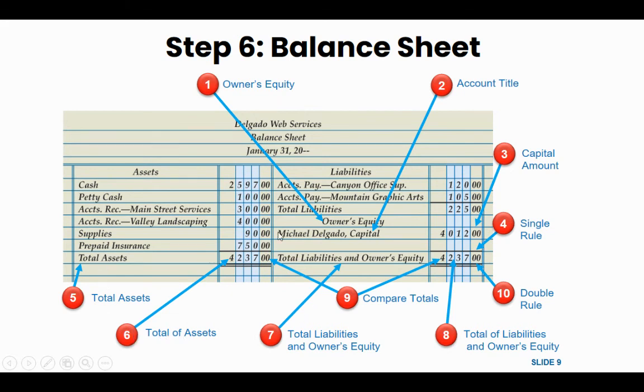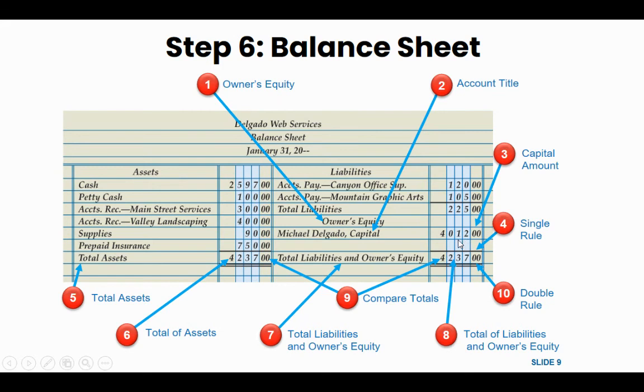So you're going to list your assets. Then you're going to come over on the right-hand side. You're going to center liabilities. You're going to list your liabilities, their total amount, add them together. All of these amounts come from the worksheet. Then you're going to list owner's equity and capital.